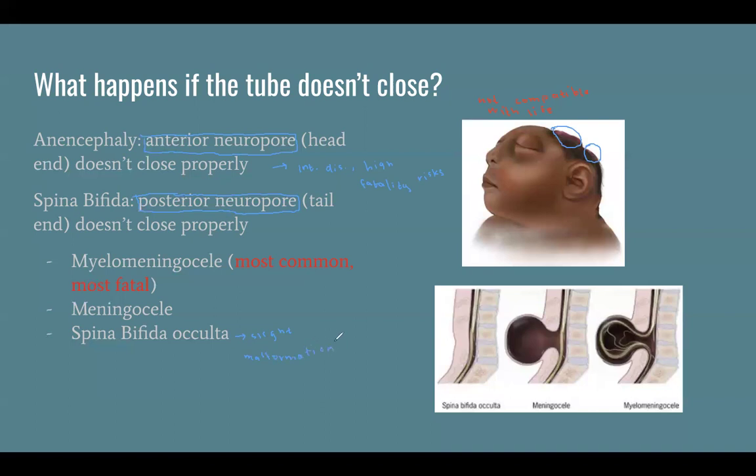And I think a hallmark symptom of spina bifida occulta that the Brain Facts book doesn't mention, but it's important to know, is a small patch of hair on your back.